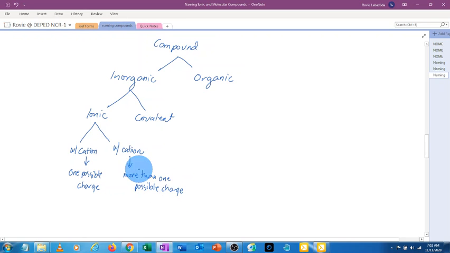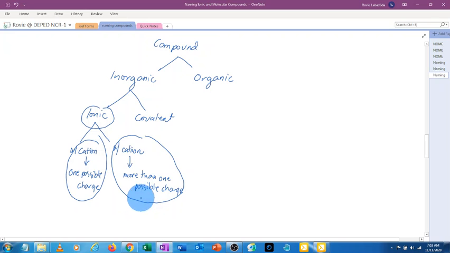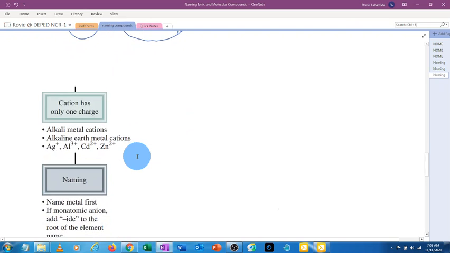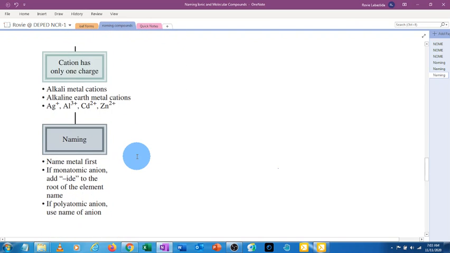There you go. Alright, so for today we're going to focus on naming ionic compounds. Alright, so we will discuss how to name the ionic compounds with cation that has only one possible charge, and ionic compounds with cation that has more than one possible charge. Alright, so let us proceed with the first one.